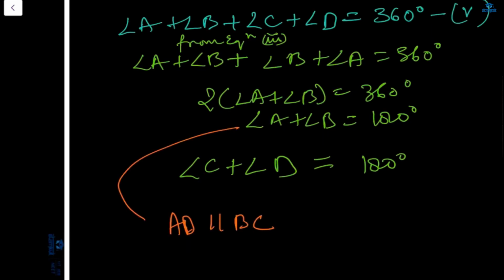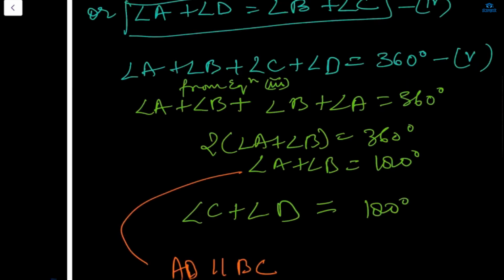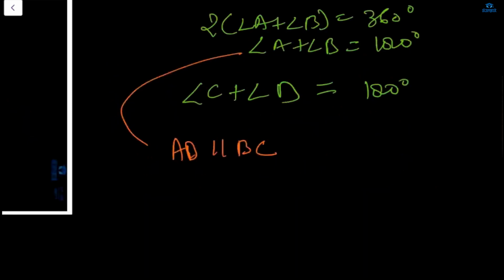Okay. Now same for C and D. C and D is equal to 180 degree. Also you can say the same thing. Okay. So you can take either one of AB or CD. Both of these are going to give you the same condition that AD is parallel to BC.